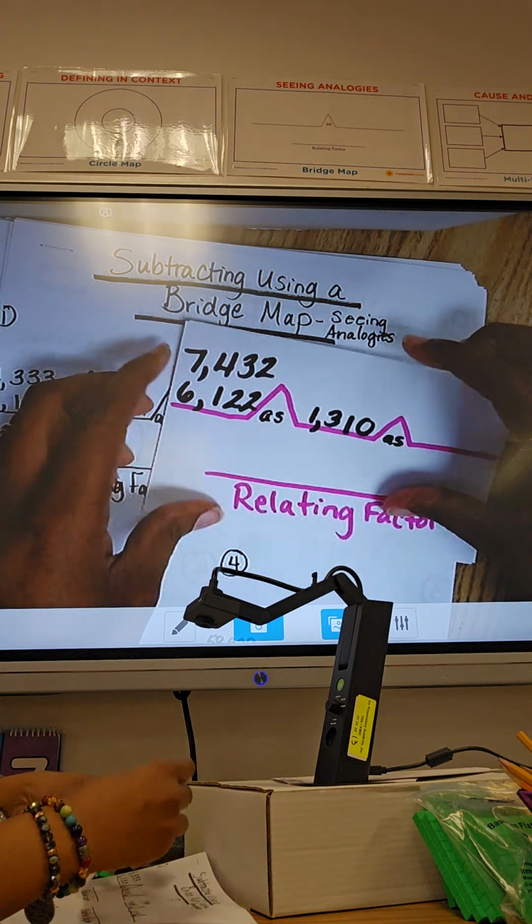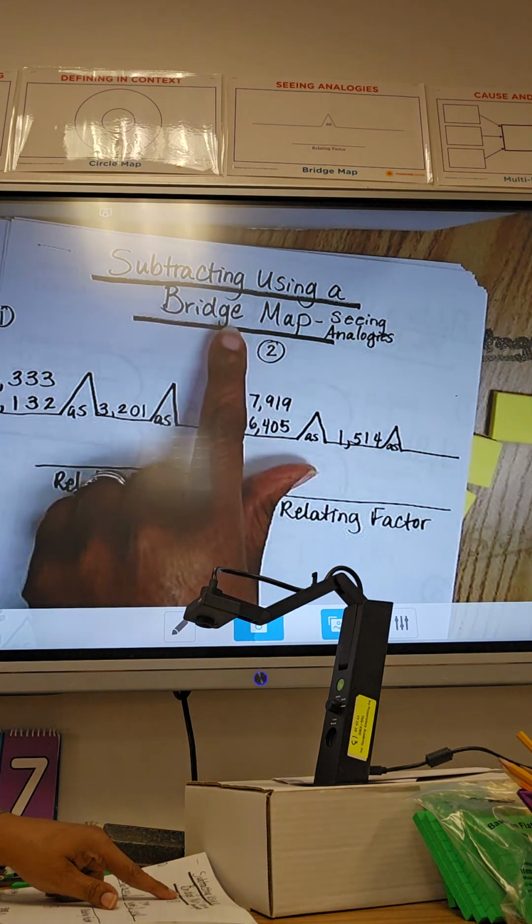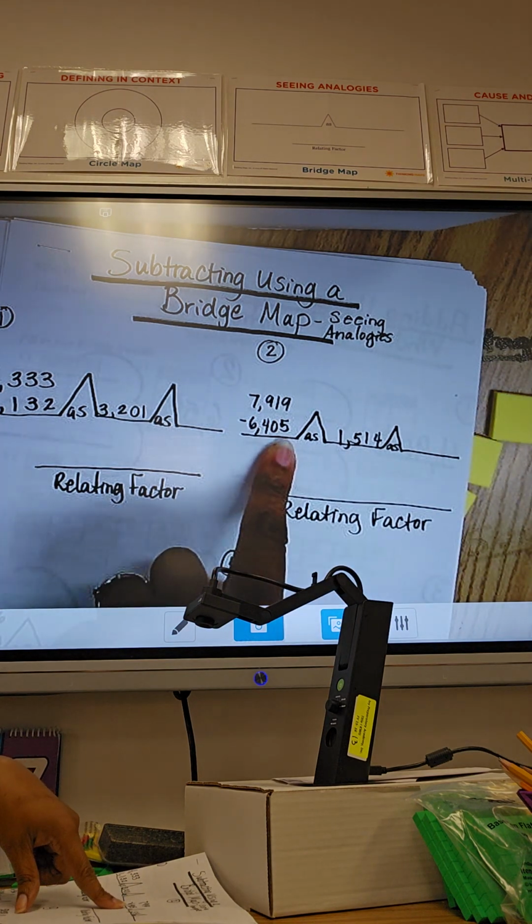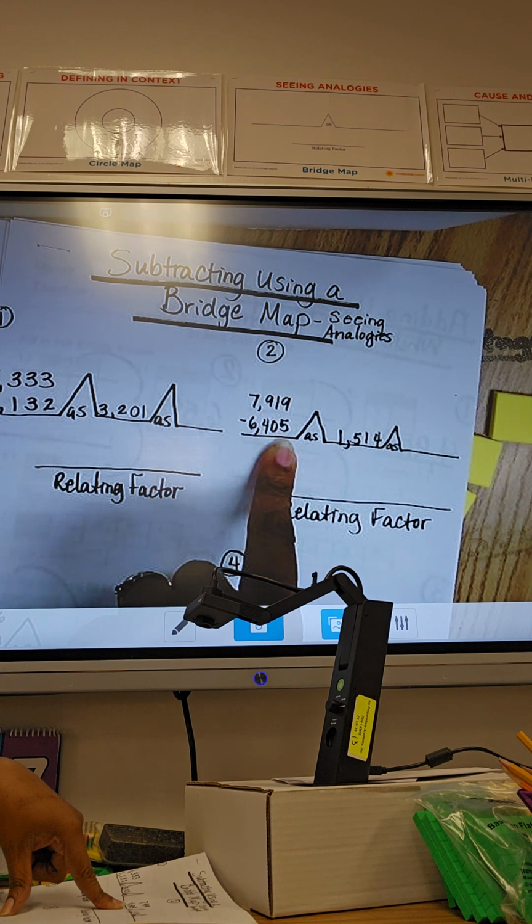All right, so the first thing that you're going to see is subtracting using a bridge map, seeing analogies. Now, I keep saying, and even someone else has said, math is not the same as it was when we were little. I know in the 80s, when I was in school, it didn't look anything like this, but we are trying to improve the rigor for our students, help them to understand the basics of math in order to transfer their learning to fifth grade.